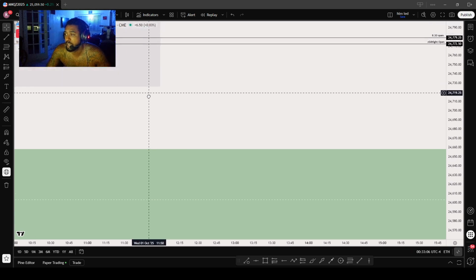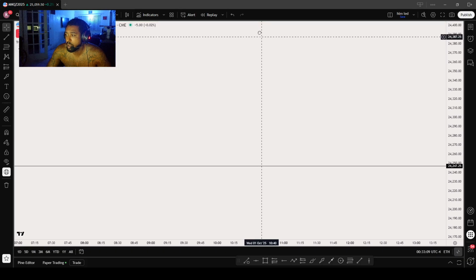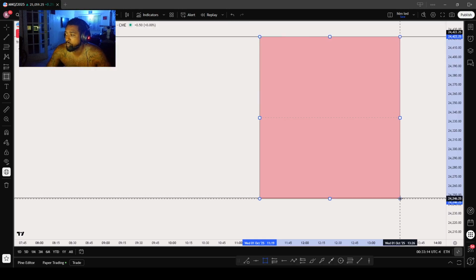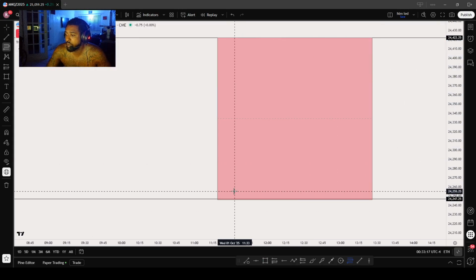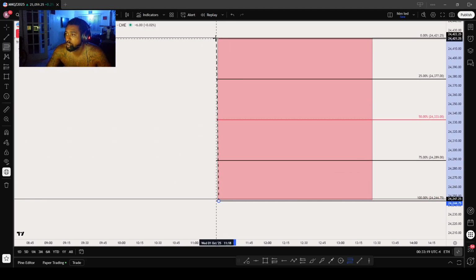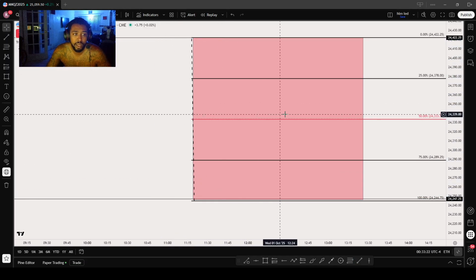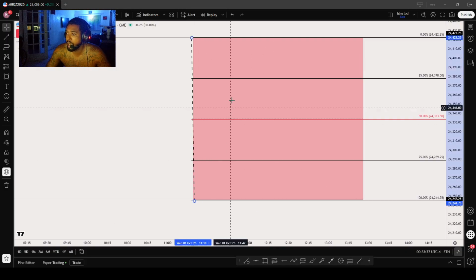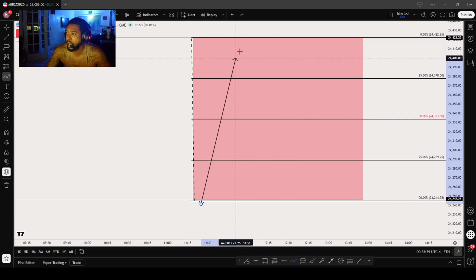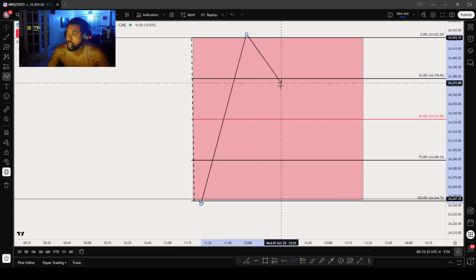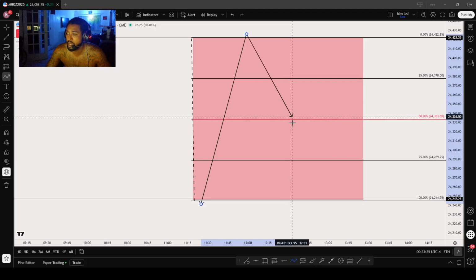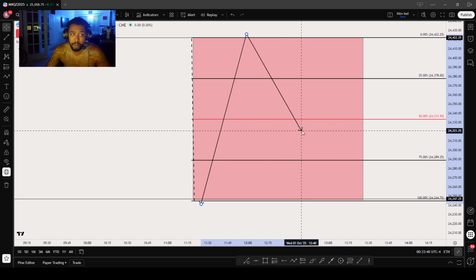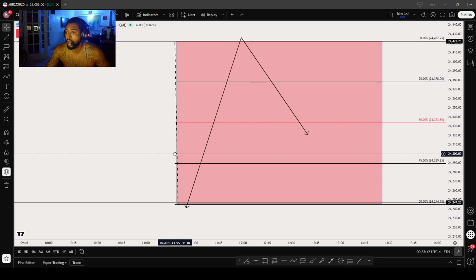Equilibrium is literally, let's say we have a box from this high to this low. If you use your fib, you draw from the low to the high. Equilibrium is going to be this 50% range right here. So once it creates this high and low, you can expect it to come back into this 50% range, because you want to get your longs underneath 50%.